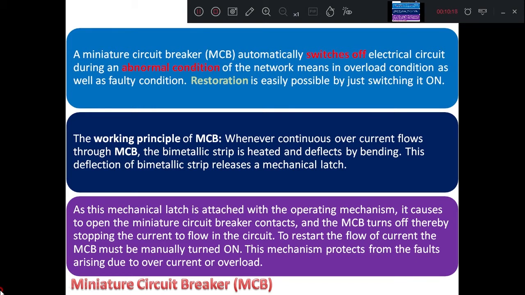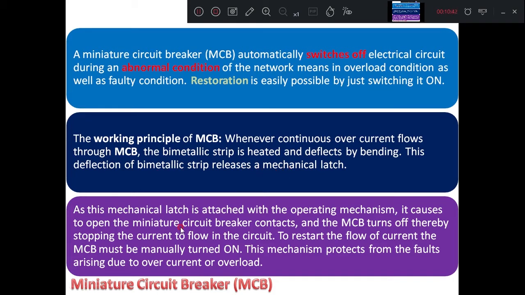You have to replace the fuse in the case of the fuse. The working principle of the MCB is very simple. Whenever a continuous overcurrent flows through the MCB, or miniature circuit breaker, there is a bimetallic strip which is heated and deflects by bending. This deflection of the bimetallic strip releases the mechanical latch.